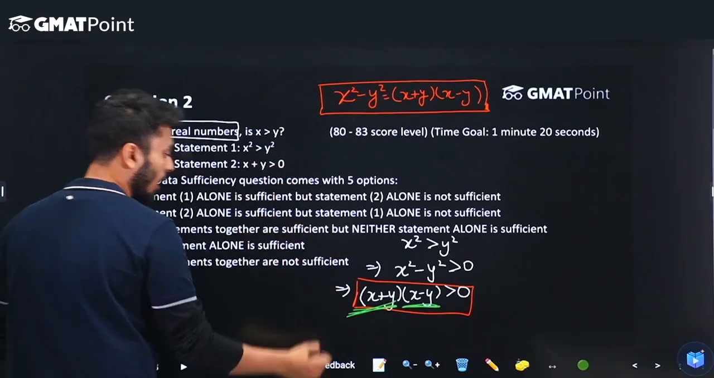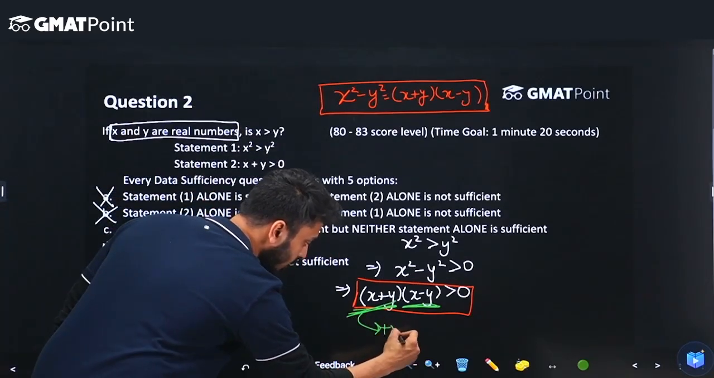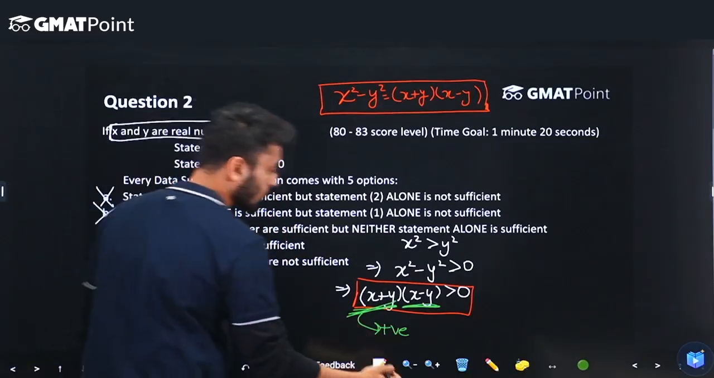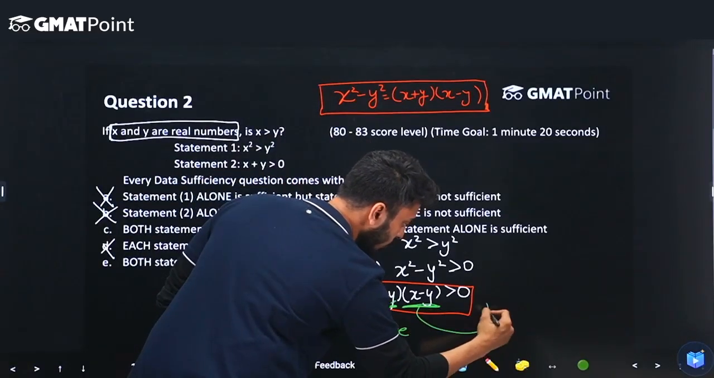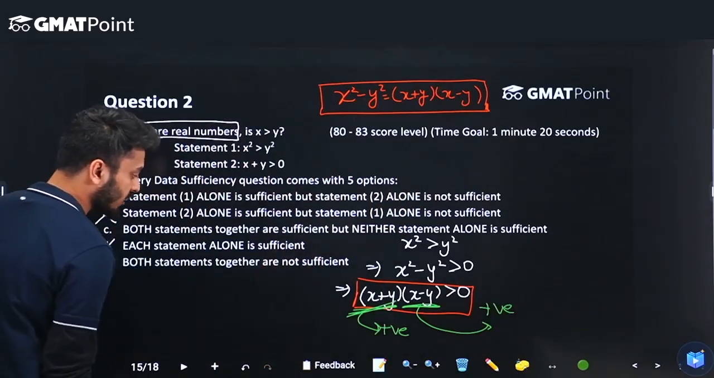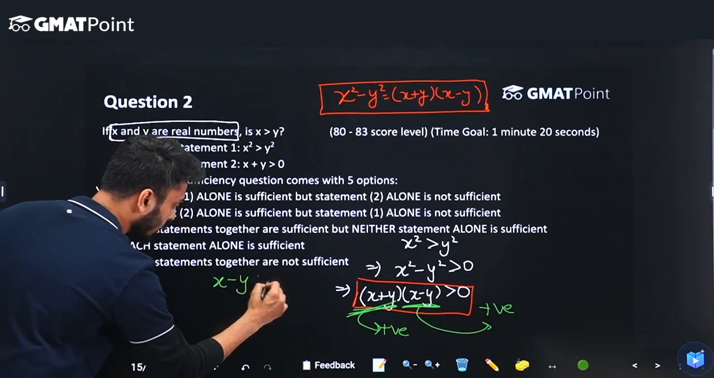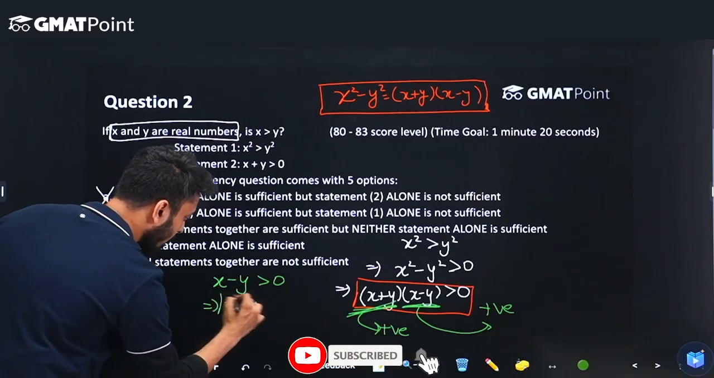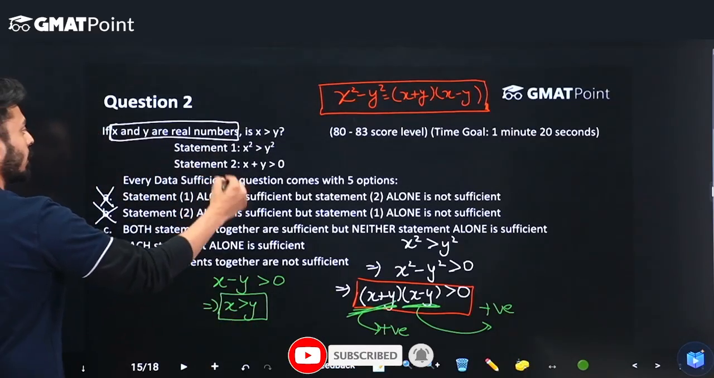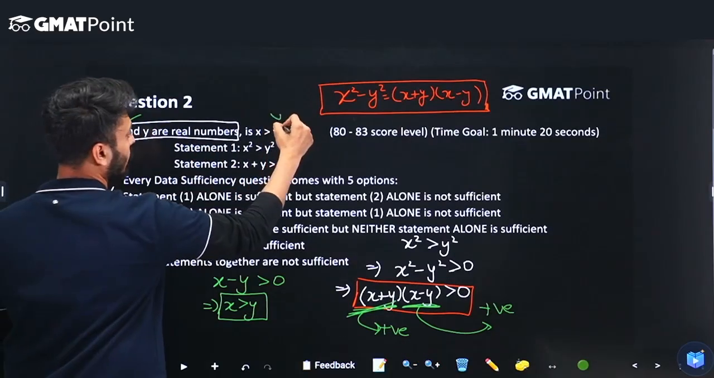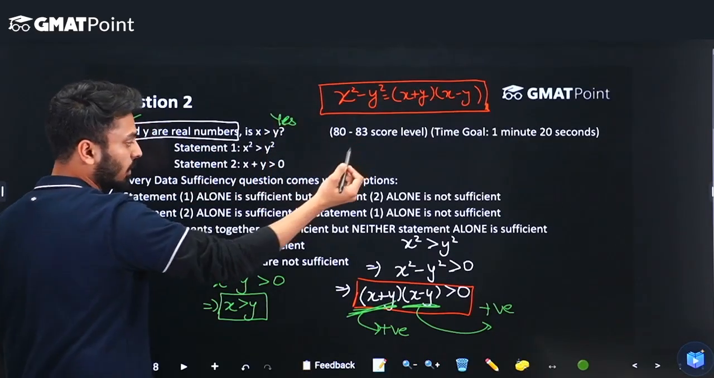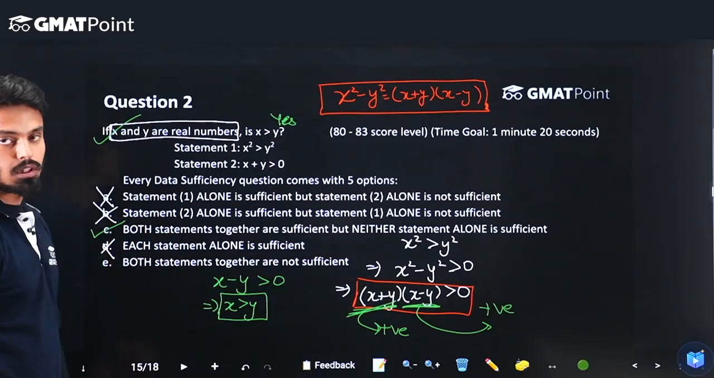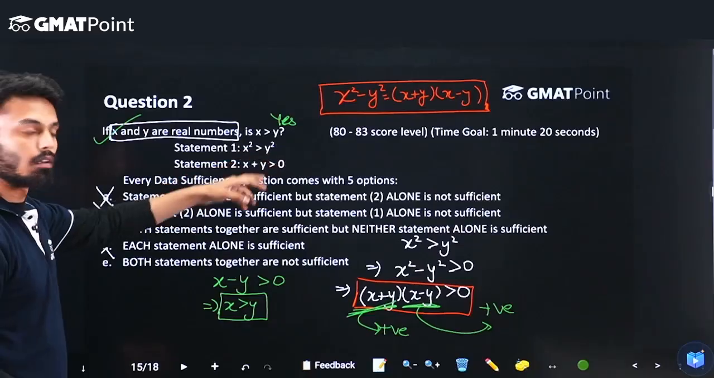And in statement 2, I am told for a fact that this is positive. So the only way statement 1 can be valid while statement 2 is also valid is if this was also positive. And the way we represent that with an inequality is that x minus y must be greater than 0, which means x must be greater than y. This means I can indeed answer the question with a yes or a no. It doesn't matter what you answer it with. In this case, it's a yes. The point is that both statements together are sufficient to tell me whether or not x is greater than y.